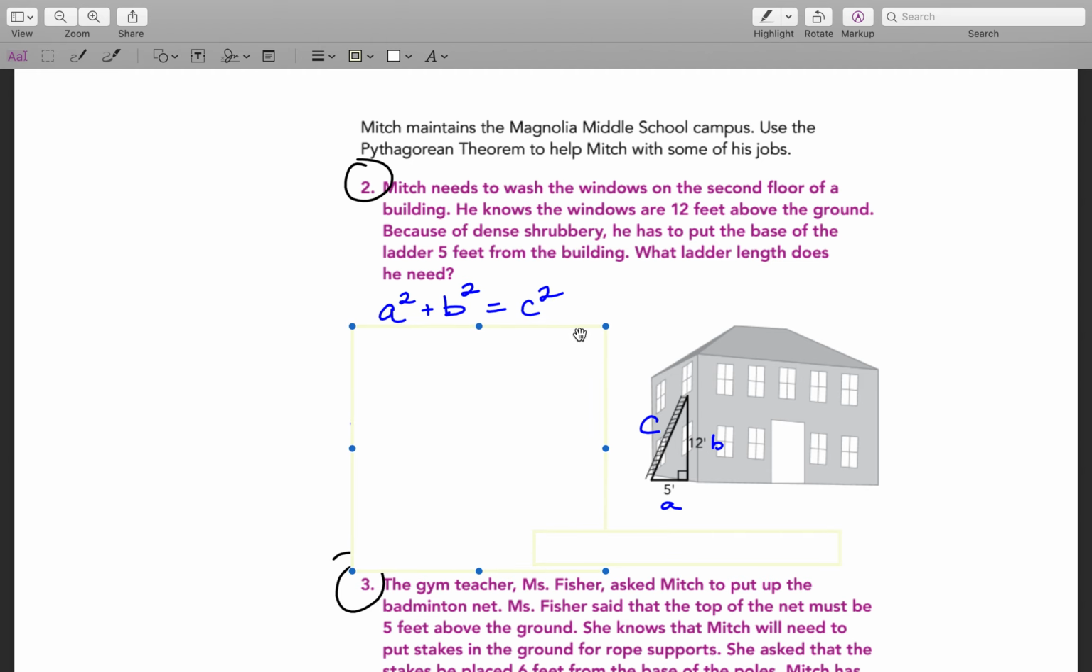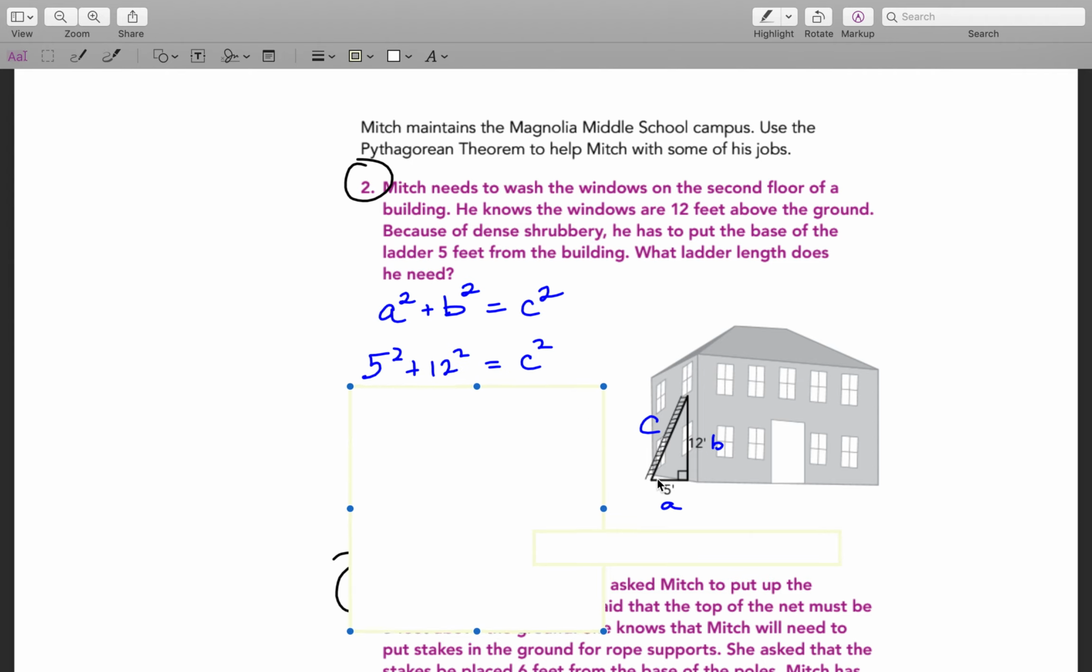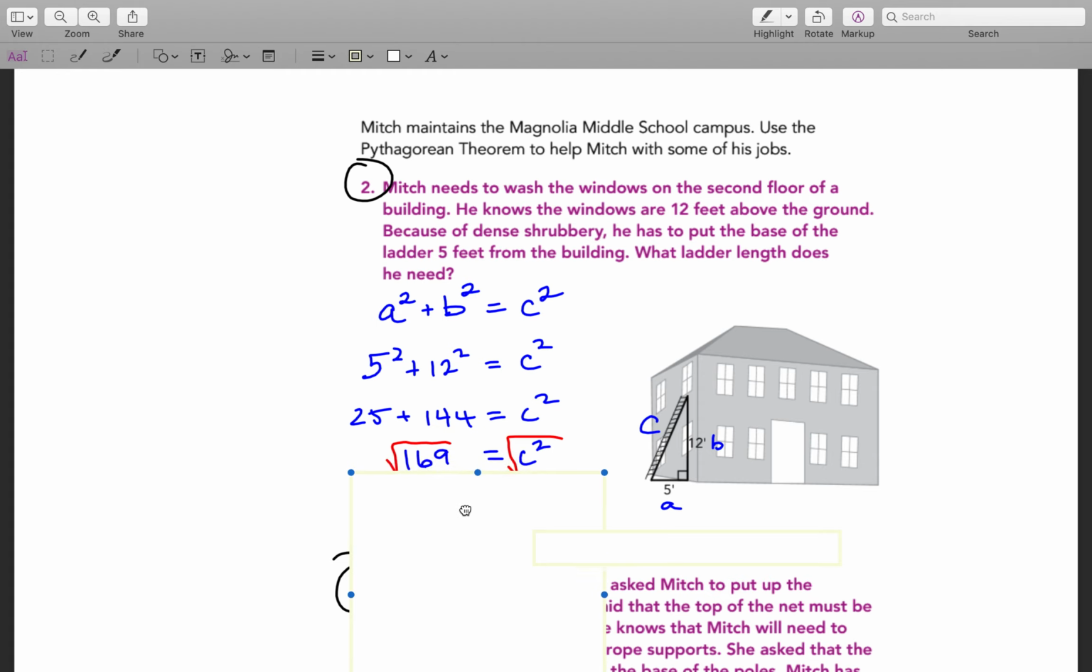So it's A squared plus B squared is equal to C squared. And A squared, we know that it's 5 squared. And 12 is B, so it's 12 squared is equal to C squared. So 5 squared is equal to 25. 12 squared is equal to 144. When you add them up, you get 169 on the left side, okay?